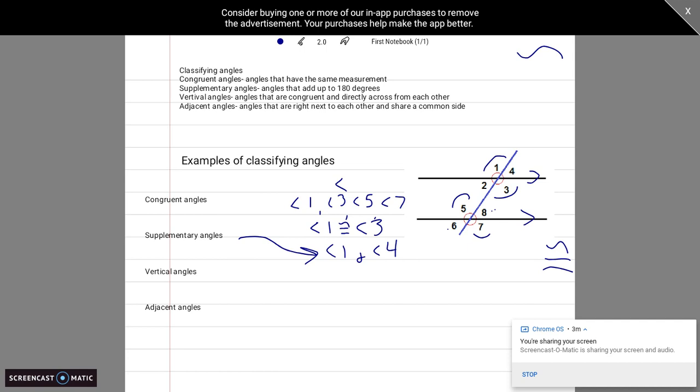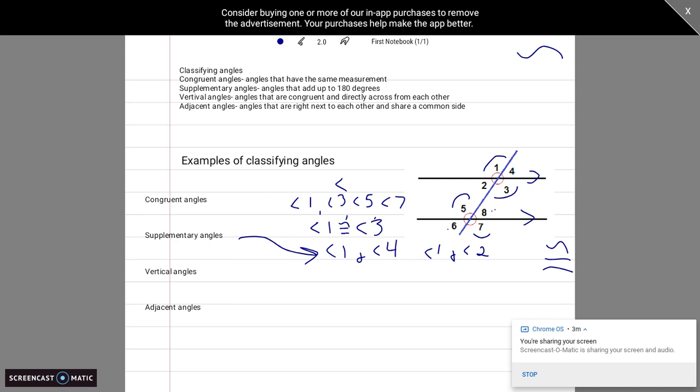If I were to rotate it a little bit, I could also say that angle 1 and angle 2 are also supplementary. Keeping with the theme, you could say angles 2 and 3 are supplementary, and angles 3 and 4 are supplementary. And you can really do the same thing with that bottom piece of the diagram. Your supplementary angles would be 5 and 8, 5 and 6, 6 and 7, and 7 and 8.